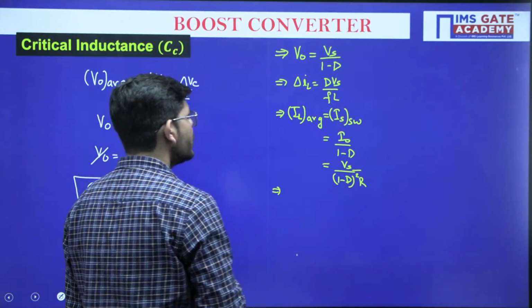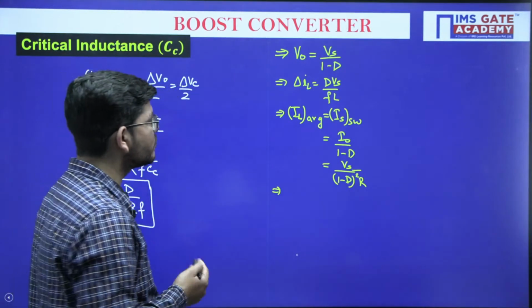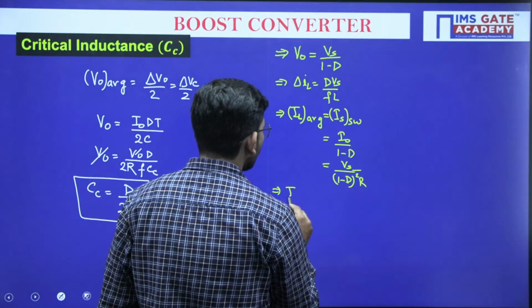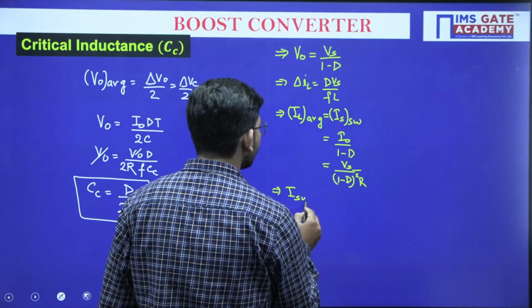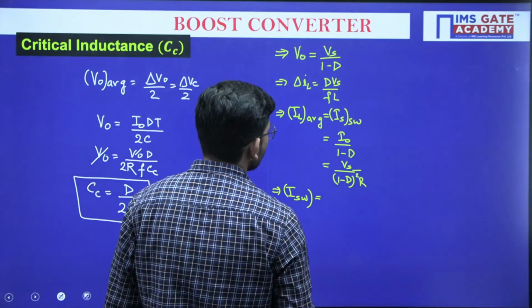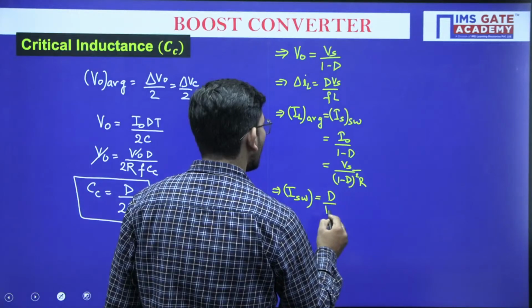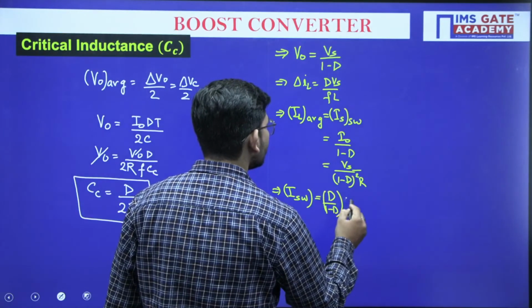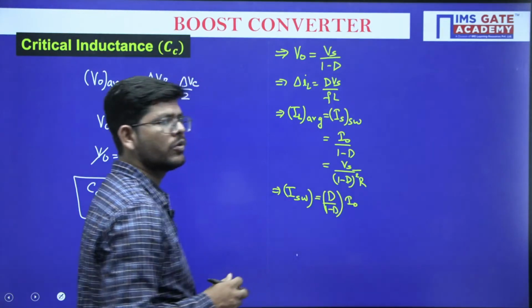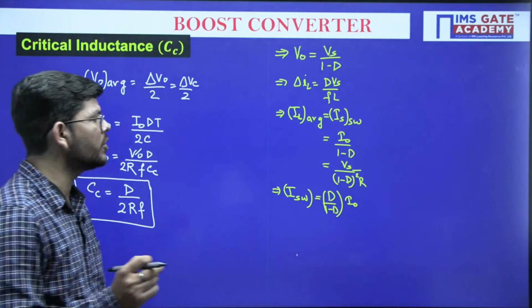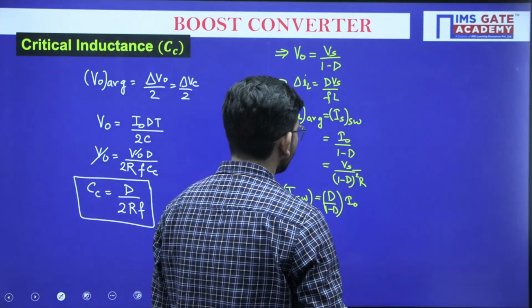After that, what important formula have we derived? We have derived formulas for different currents. So what was the switch current? Average switch current was D upon 1 minus D times I naught, and this is equal to D times IL average. This is how you can remember it.